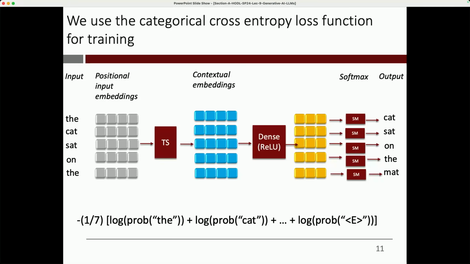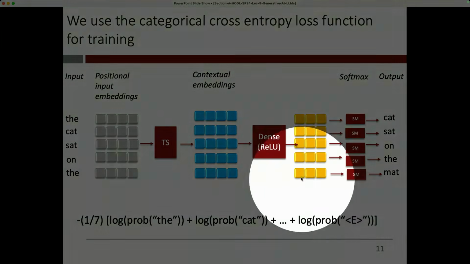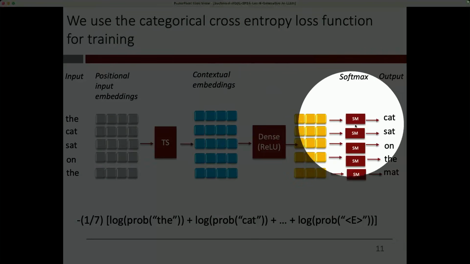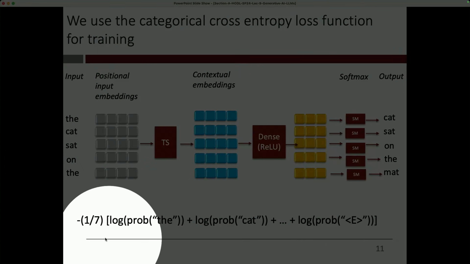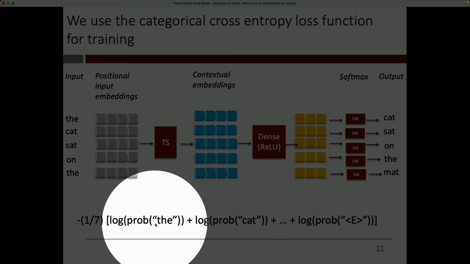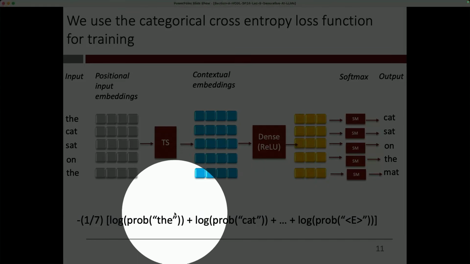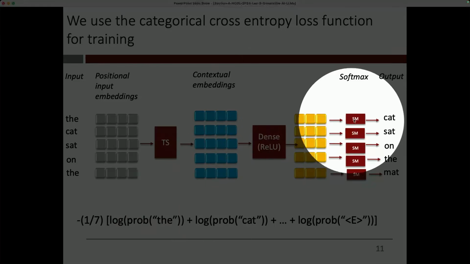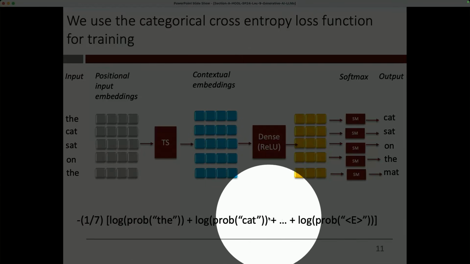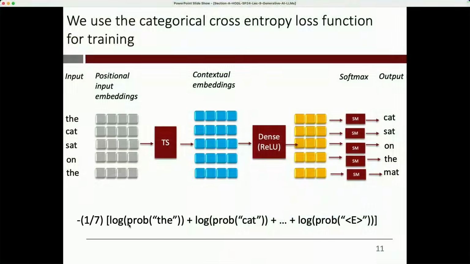All right, so we still use the cross entropy loss function. So for each word that comes in, the cross entropy is actually minus log probability of the right answer. And you may recall this from earlier in the class. So we just do the same thing for cat, sat, on, the, everything. And then we just take the average, 1 over 7. Boom. That's it.